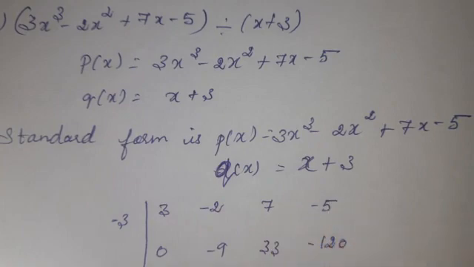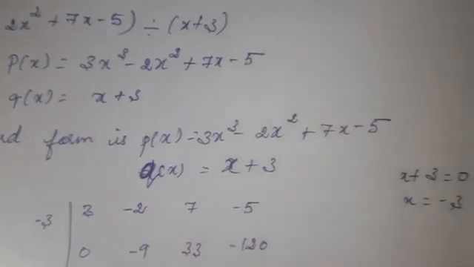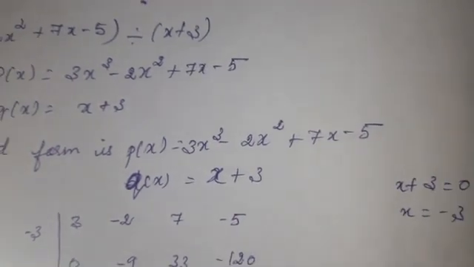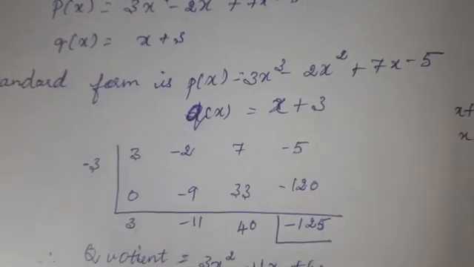First of all, we should find that x value. x plus 3 is equal to 0, then x is equal to minus 3. After that, by using synthetic division, find the quotient.